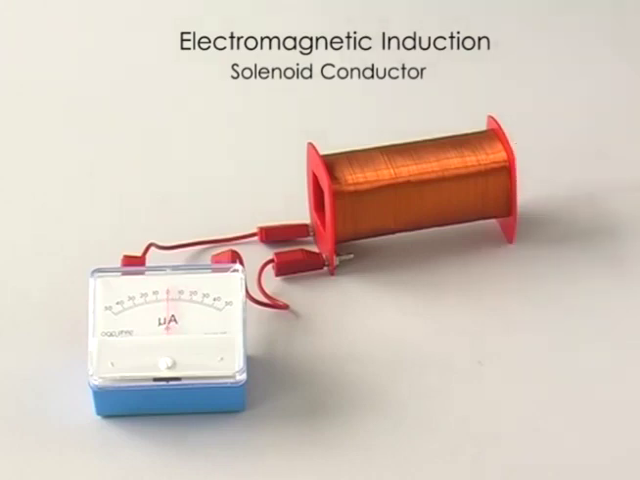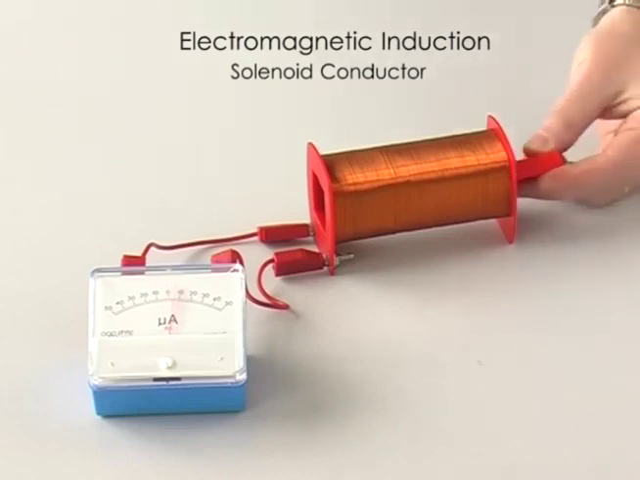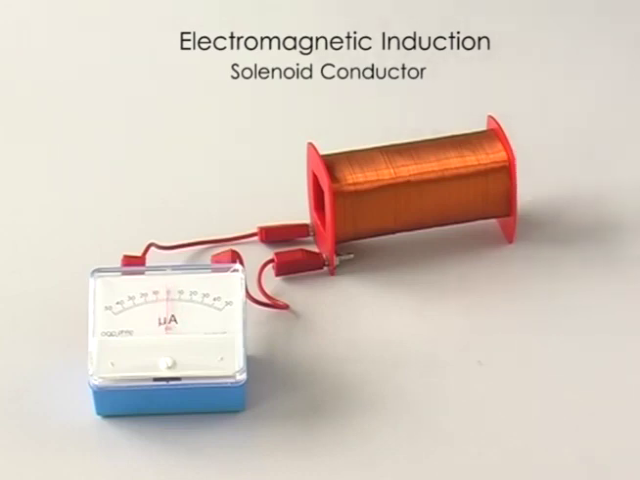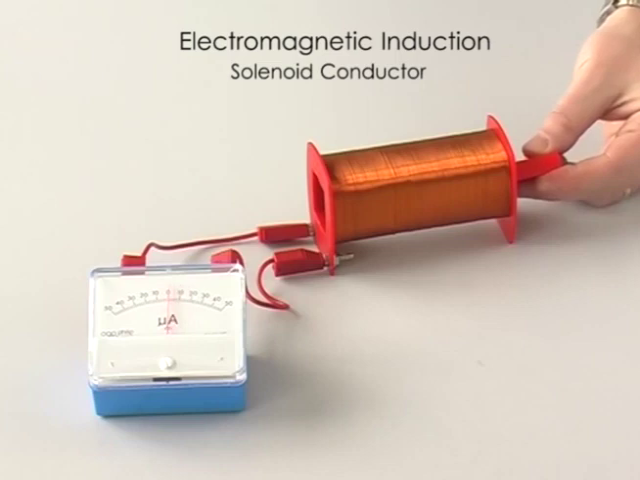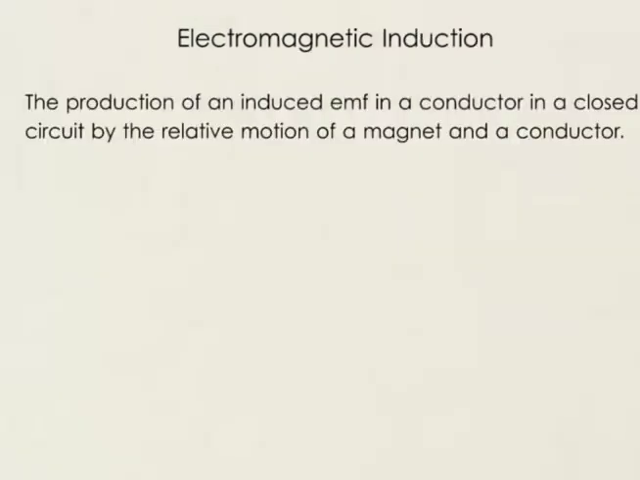The current produced by the relative motion of the coil and magnet is called an induced current and is set up by an induced EMF. The production of an induced EMF in a conductor in a closed circuit by the relative motion of a magnet and a conductor is called electromagnetic induction.